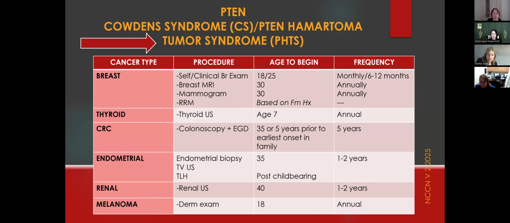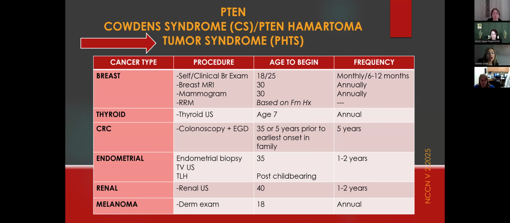Breast cancer, you're going to manage the same as we mentioned previously. Thyroid, you're going to do thyroid ultrasounds. They start at age 7. So again, this is something you want to offer, testing children. Colorectal cancer screening and stomach cancer screening usually starts around age 35. It's every 5 years, sooner, again, if they find something that they need to follow up on, like GI polyps and such.